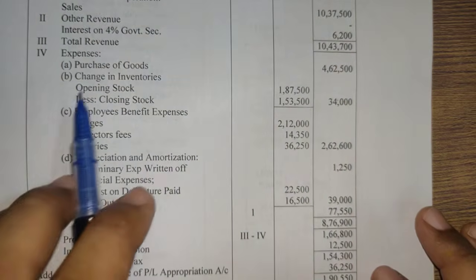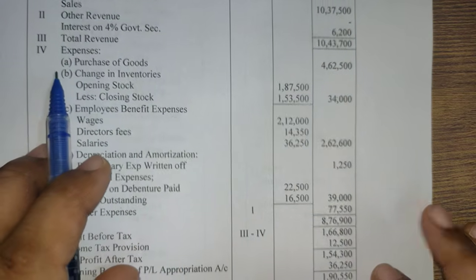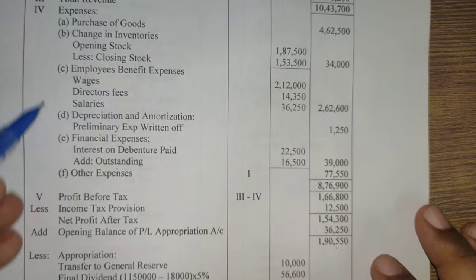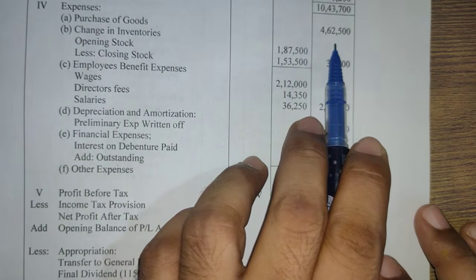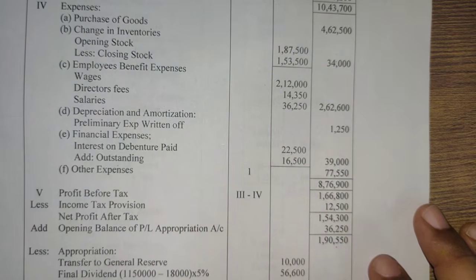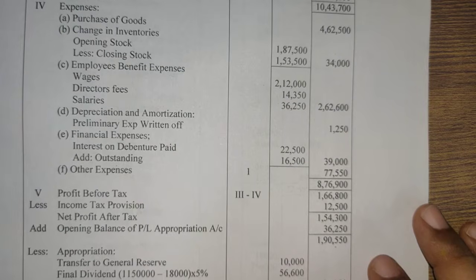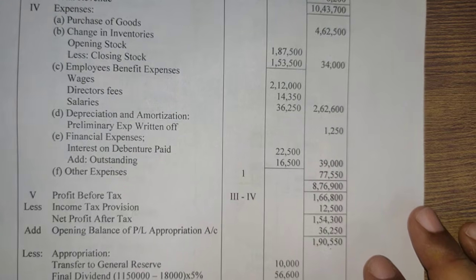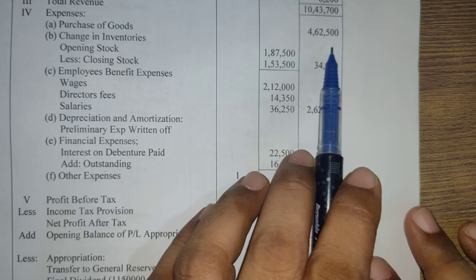The third heading is total revenue, the total of 1 and 2, and then after that, expenses. Expenses are normally classified in these categories. First of all, purchase of goods, which is given directly in the trial balance; you will take it from there. You must take this example in your hand while you watch this video, and I will share this example as well as the solution on my blogger, so you should download it from there. So 4,62,500 is the purchase of goods.